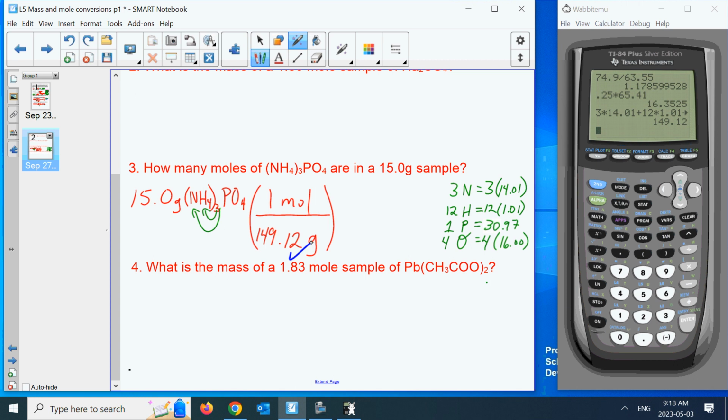This is worth a mark, 1 out of 2 already. I haven't even touched my calculation. Go as far as this to get the final mark. I need to go 15 times 1 divided by 149.12.